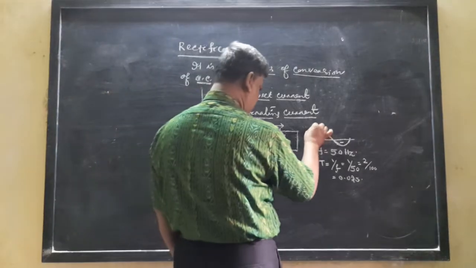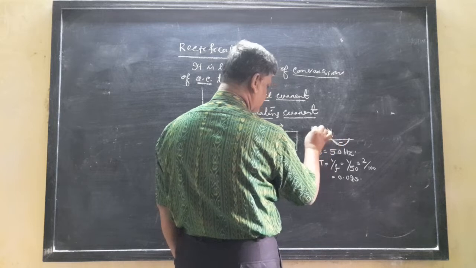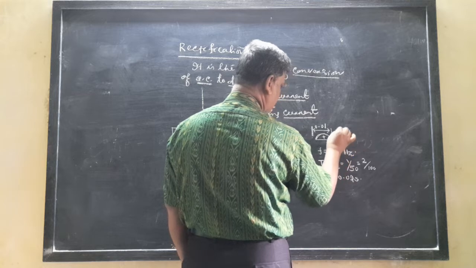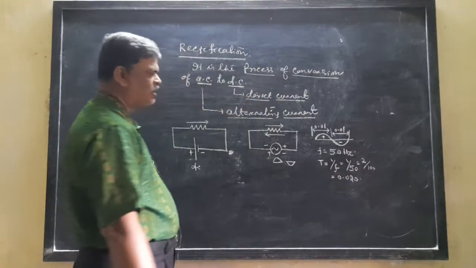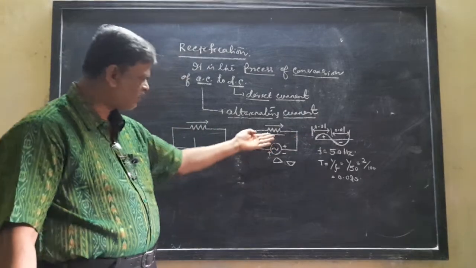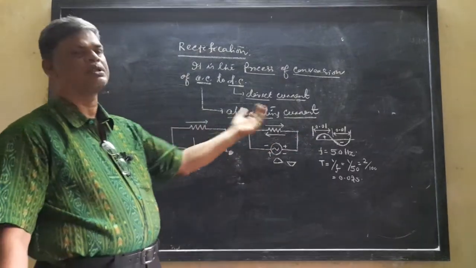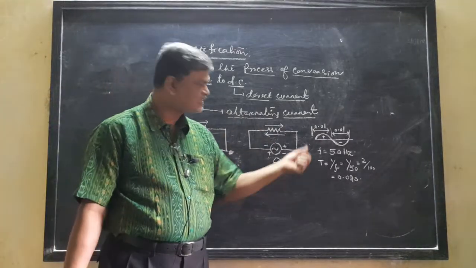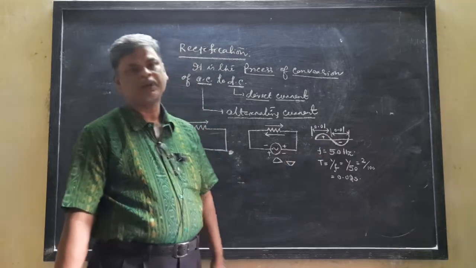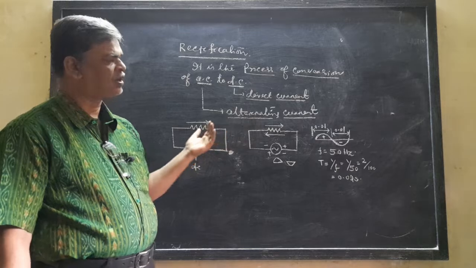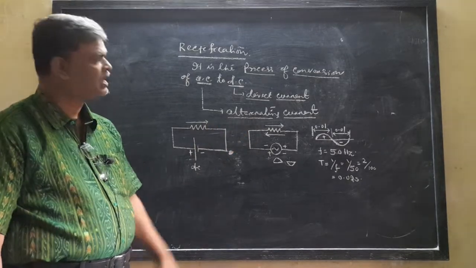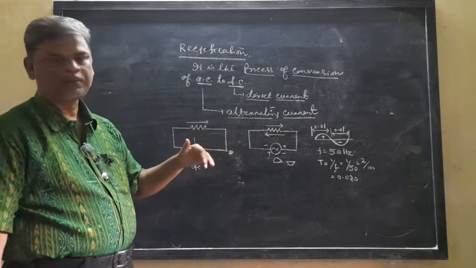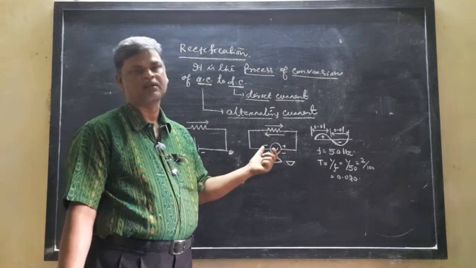For half cycle, this is 0.01 second, and this is another 0.01 second. That means every 0.01 second the current direction alters. So it is named an alternating current. The direction of the current changes periodically, and this period is 0.01 second. The current fluctuates and changes its direction every 0.01 second. Magnitude may be constant or variable, but the current changes direction periodically.